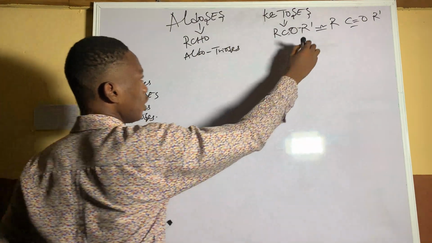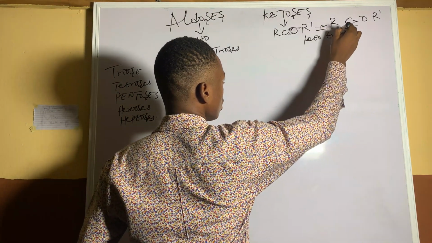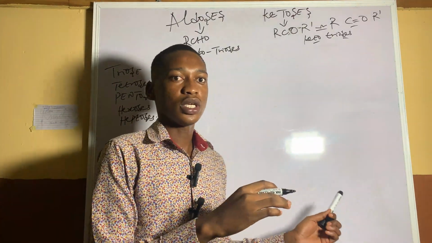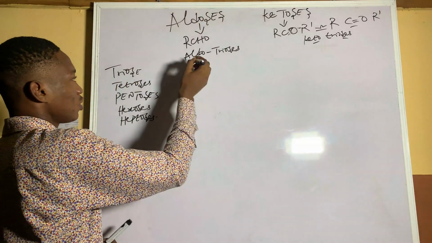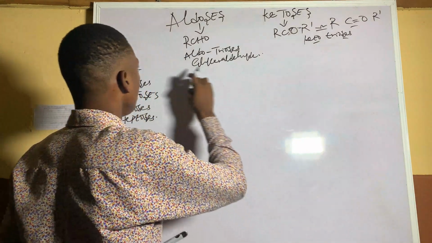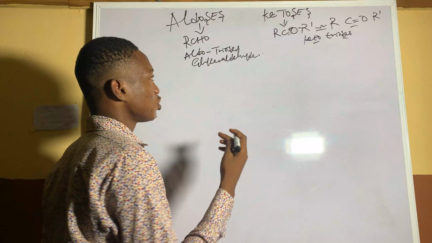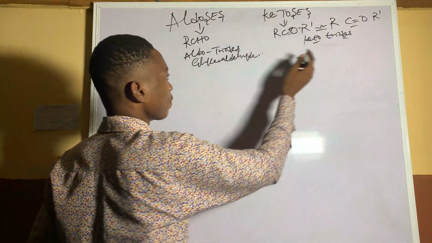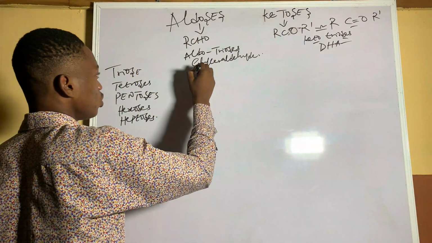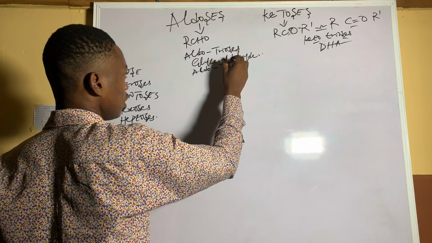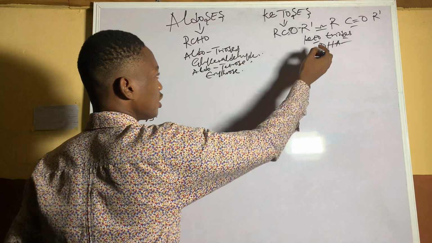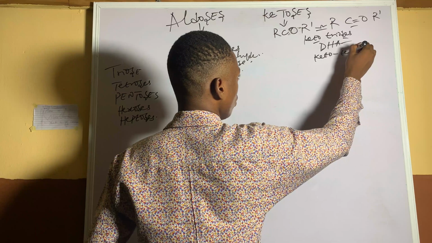Under aldotrioses, we are looking at aldehyde sugars that contain 3 carbons. An example of an aldotriose is glyceraldehyde. Under ketotrioses, which have 3 carbons, we have something like DHA, dihydroxyacetone. That's an example of a ketotriose. Now, let's look at aldotetroses. An example of an aldotetrose is erythrose. An example of a ketotetrose is erythrulose.